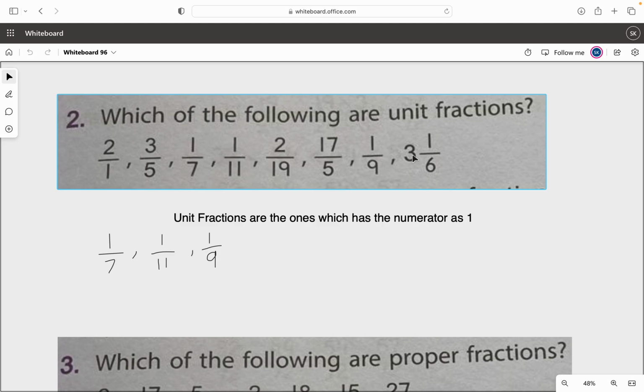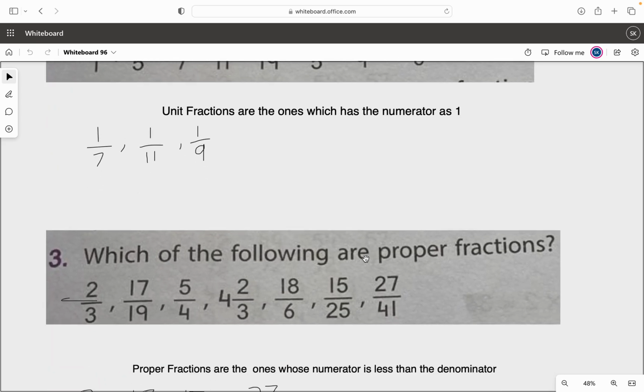Now, what about this mixed fraction, 3 and 1 by 6? When you convert that into an improper fraction, it becomes what? 19 by 6. So the numerator would not be equal to 1 here. Okay? So it is not a unit fraction. From what I understand, there's no mixed fraction that can be a unit fraction. No mixed fraction can be a unit fraction. Correct me if I'm wrong.